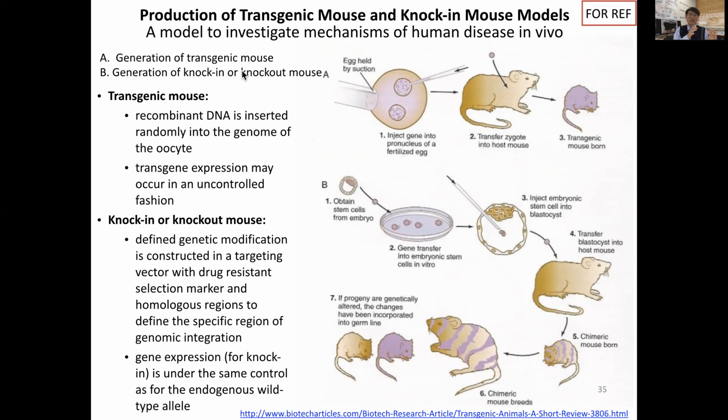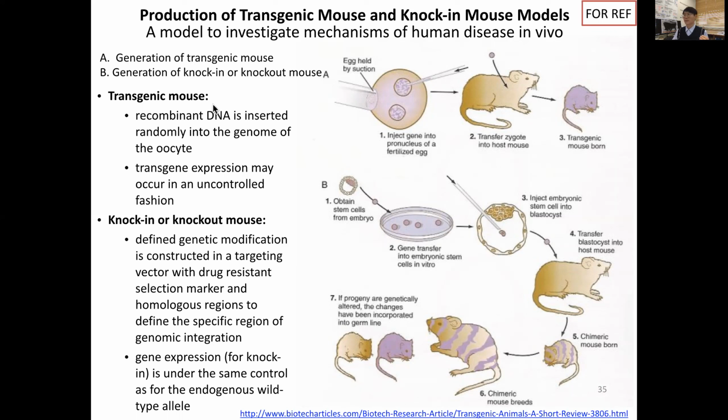Many in vivo experiments are done in mice, rats, or monkeys, these non-human vertebrate animals. So I want to explain two kinds of models using genetic modification. The first is the transgenic mouse, and the second is the knock-in or knock-out mouse. They are a little different.